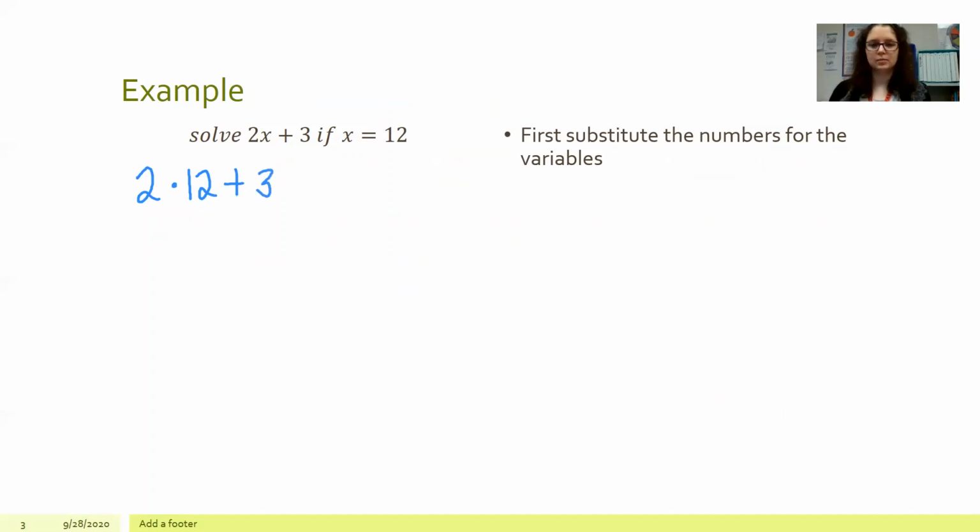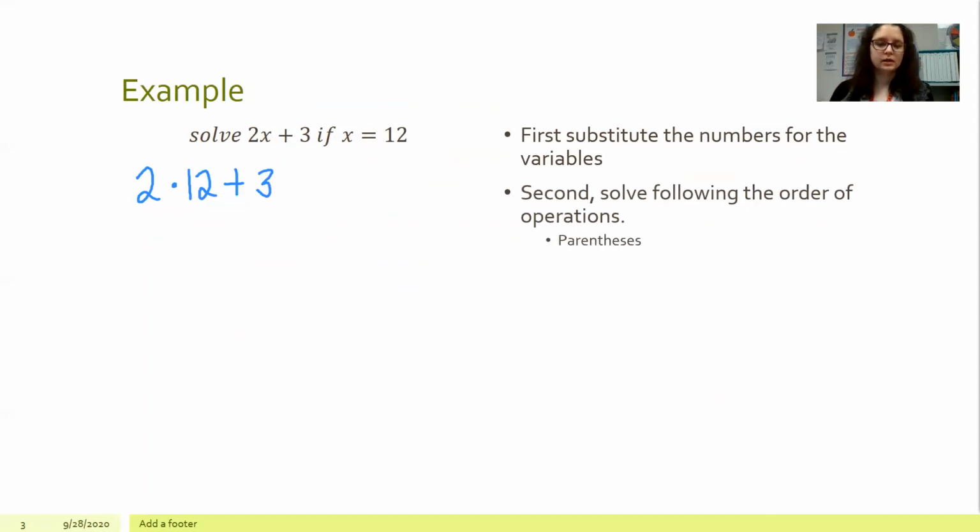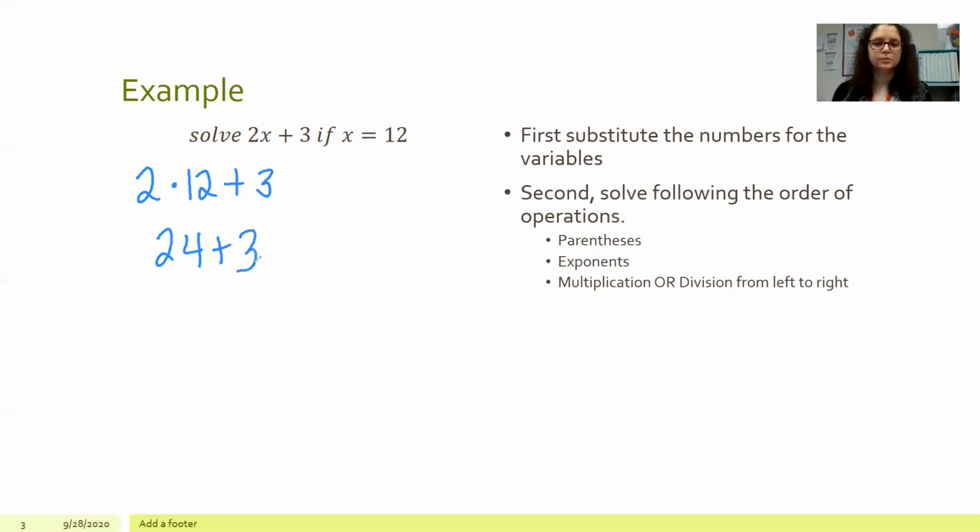Our second step is to follow the order of operations. Remember that first is parentheses. We have no parentheses. Second is exponents. We have no exponents in this problem. Third is multiplication or division from left to right. We do have multiplication, so we will start by multiplying 2 times 12, which gives us 24. Bring down your plus 3. And the final step is our addition or subtraction from left to right. So 24 plus 3 is 27.